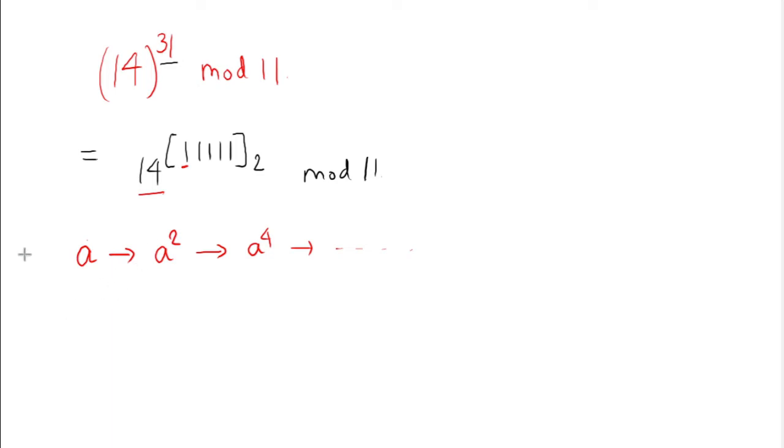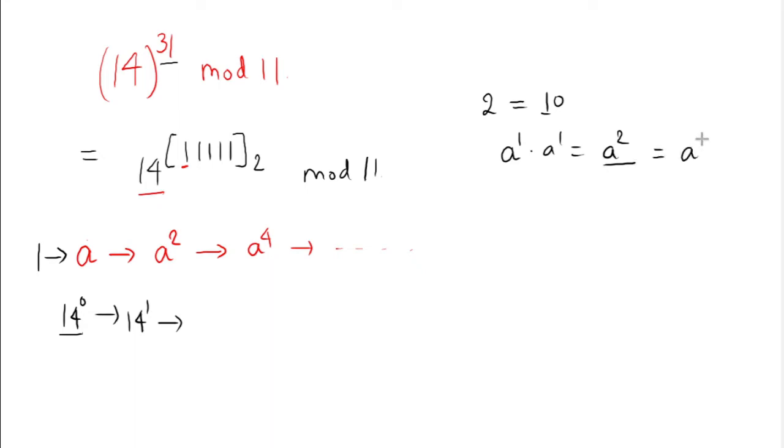Why? Because consider 14 raised to 0, which will be 1. So it will be starting from 1. Then it will be 14 raised to 1. And since it is a binary number, 2 in binary can be written as 1, 0, which is nothing but a raised to 1 times a raised to 1, which is a raised to 2. And in binary it can be represented as 1, 0, right? So it is 1 here, 14 raised to 2.